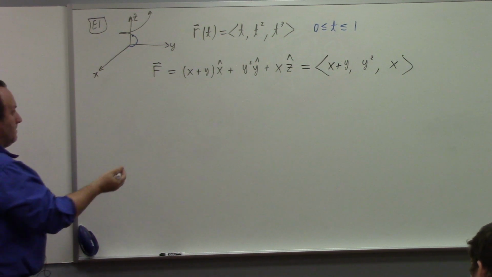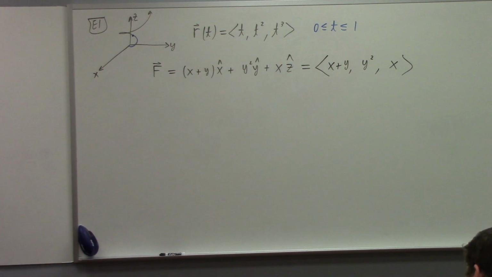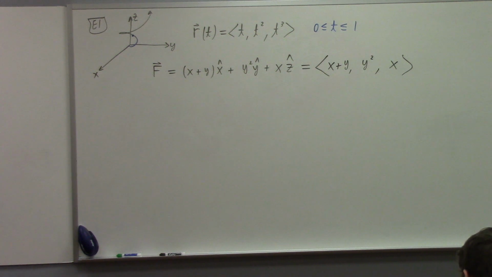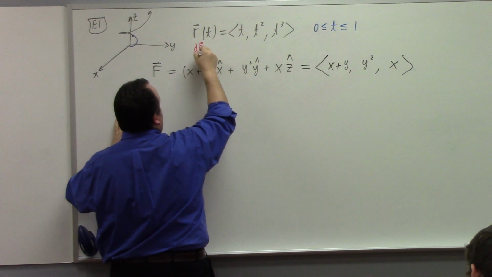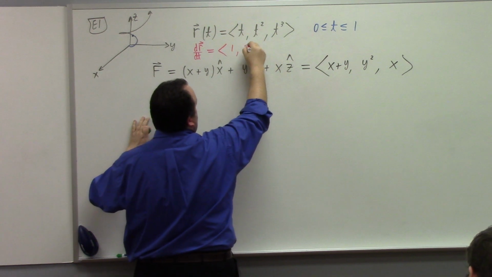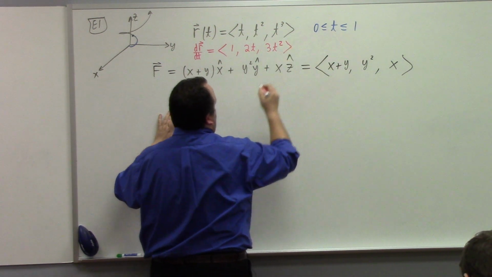Okay, so let's calculate the work done. How do we do it? Instead of just writing the integral down, let me assemble it bit by bit, okay? So what do we need to calculate the work? Well, dr dt is one thing we need. Let's get that out of the way. What's the velocity here? So the velocity, dr dt, is just what? Differentiate, right? 1, 2t, and 3t squared, yeah? So there you go, that's the velocity.